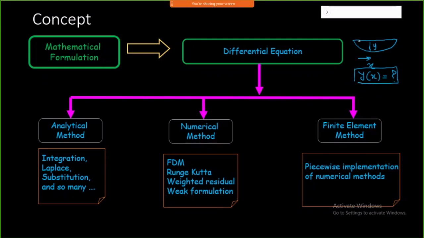Actually, if you look into this, it is typically a parabolic shape, and a parabolic equation is a second order equation. That's what you should have, a second order equation, that is d2y by dx square, something like this. So this is the differential equation. Now there are different ways by which we can solve it. One is the analytical way: you can do integration, you can use Laplace, you can use a substitution method, and so many methods are there to solve this differential equation.